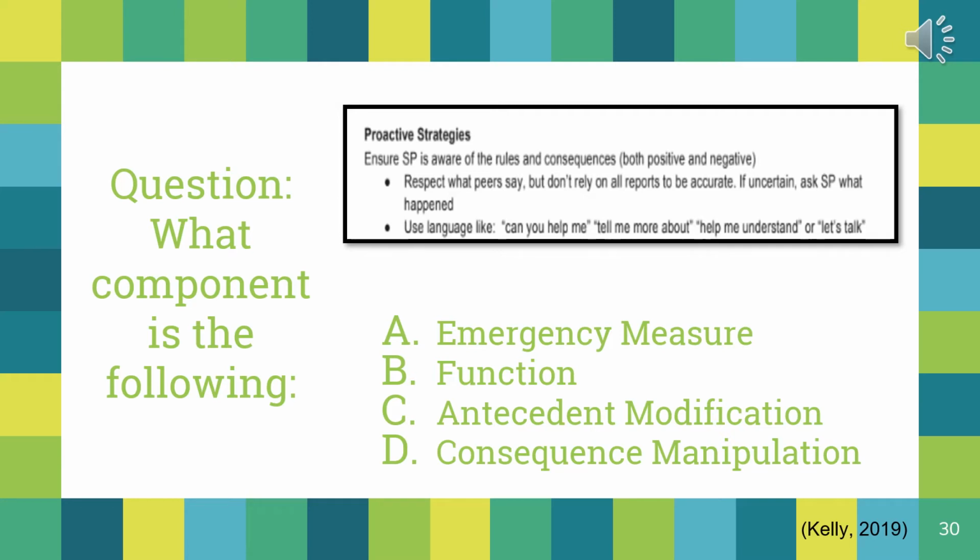A, emergency measure. B, function. C, antecedent modification. Or D, consequence manipulation. On your homework sheet, fill in what component is the following. I'll give you some time to fill that in.